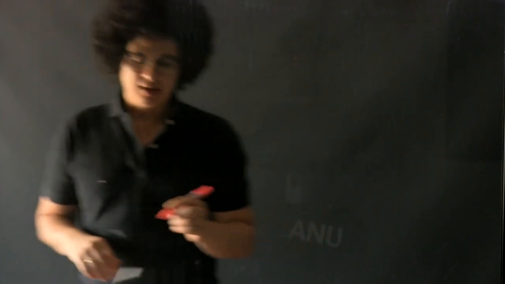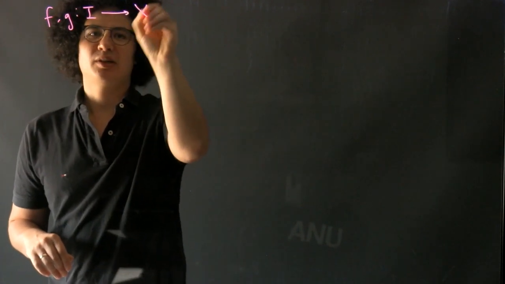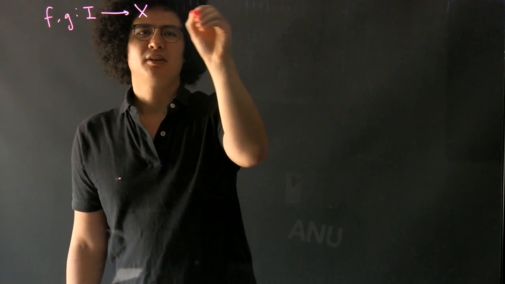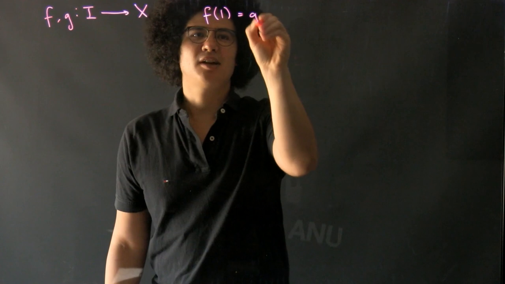In this video, I'm going to talk about what will end up being our multiplication in the fundamental group. We're going to talk about composition of paths. Suppose we have two paths, f and g, maps from the interval into our space, and we want the endpoint of f to be the start point of g.